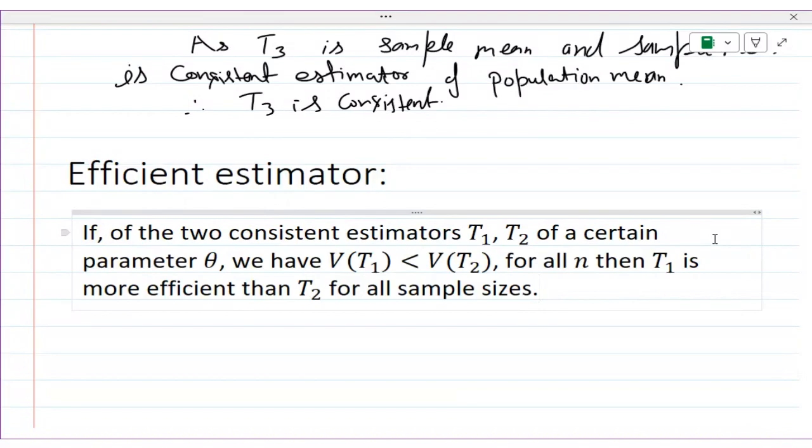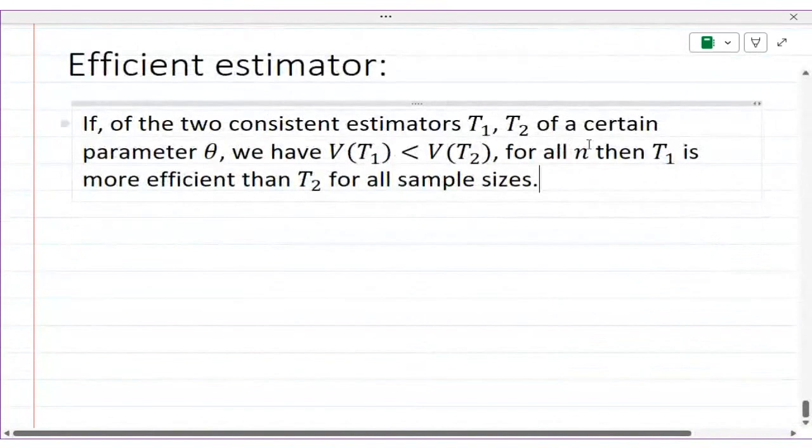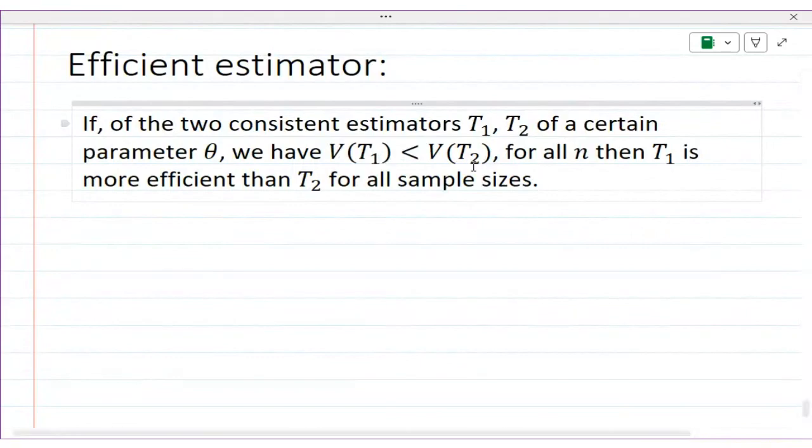Okay, so first: of the two consistent estimators T1 and T2 of a certain parameter theta, if the variance of T1 is less than the variance of T2, so both are consistent, but the variance of T1 is less than that of T2 for all sample sizes, whatever sample size we take, then we will say that T1 is more efficient than T2. If there is less variance in the estimator, it means it is more efficient. Less the variance, more the efficiency.